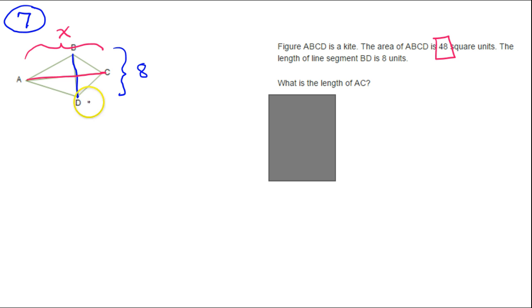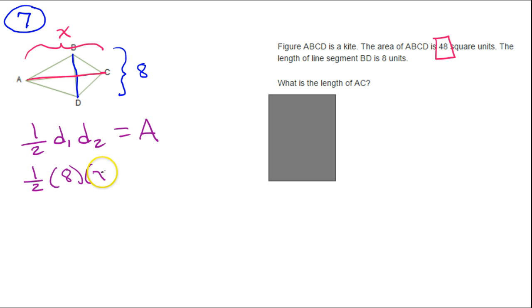So, we know that the area of a kite is 1/2 diagonal 1 times diagonal 2 equals the area. So, substituting in what we know, 1/2 times 8, since one of the diagonals is 8. The other diagonal is what we're looking for. We called it X. And we know the area is 48. So we just need to solve this for X, and that'll be the length of AC.